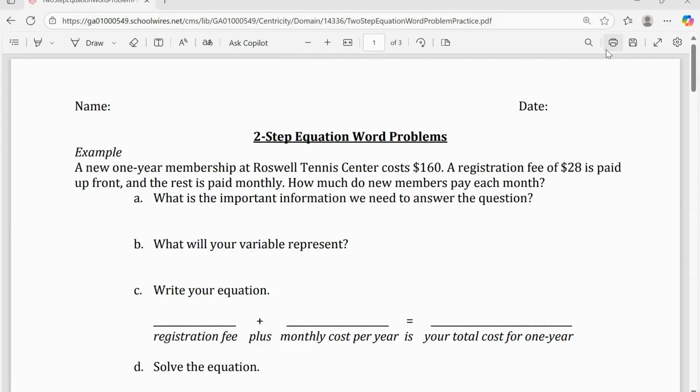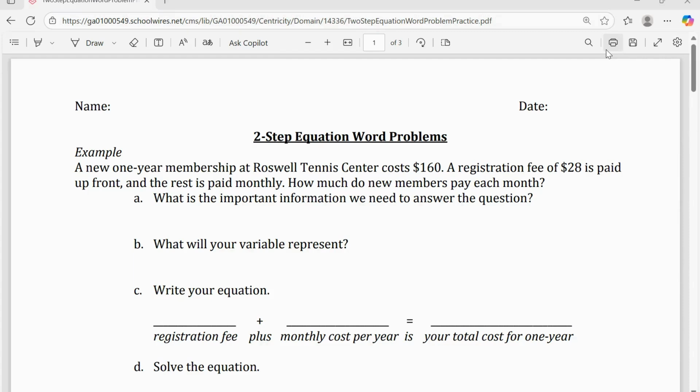Today, we're going to be working on two-step equation word problems. All right, let's jump right into it. So for our example, let's read through this. It says, a new one-year membership at Roswell Tennis Center costs $160. A registration fee of $28 is paid up front, and the rest is paid monthly. How much do new members pay each month?